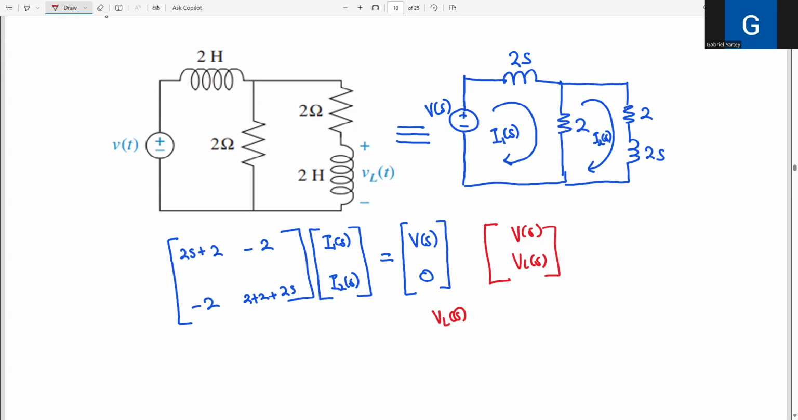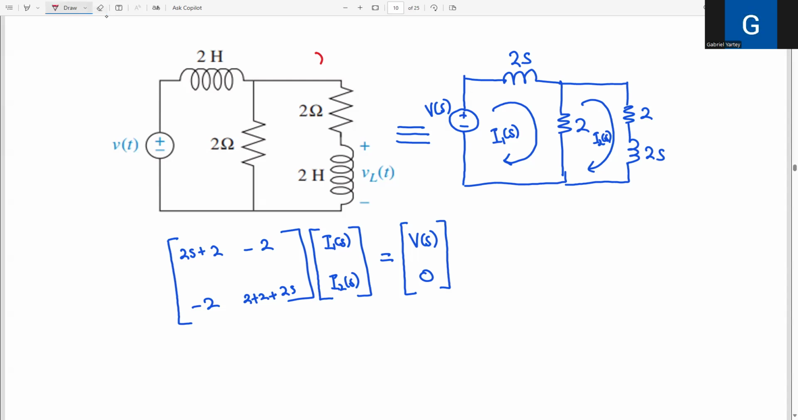Imagine if a voltage source is connected here, let's say V2 of T. That's where this one would become V2 of S. But here lies the case where a voltage source is connected here. So this mesh has 0 voltage sources, and this mesh has 1 voltage source. That's why we consider this part to be 0.